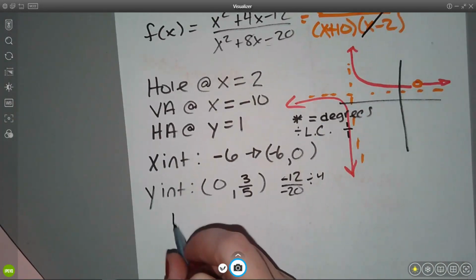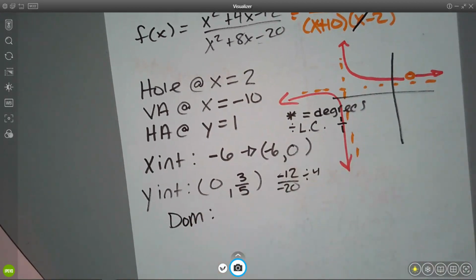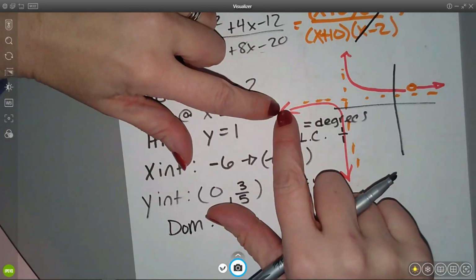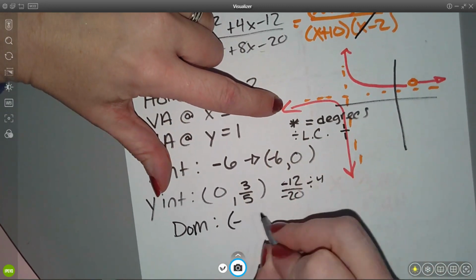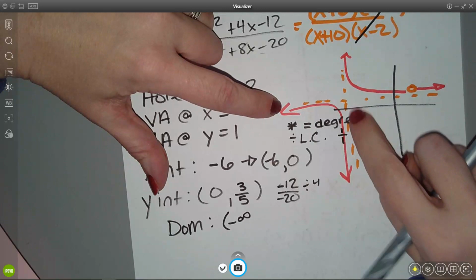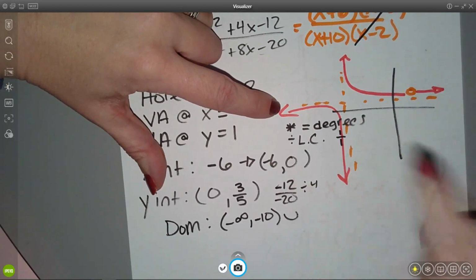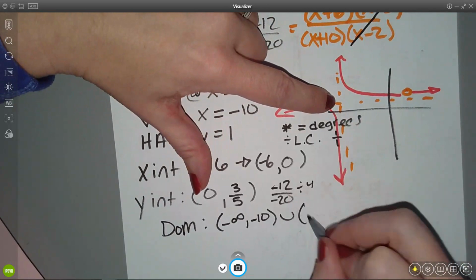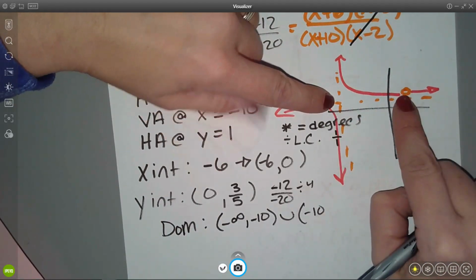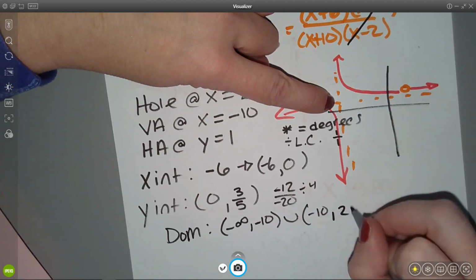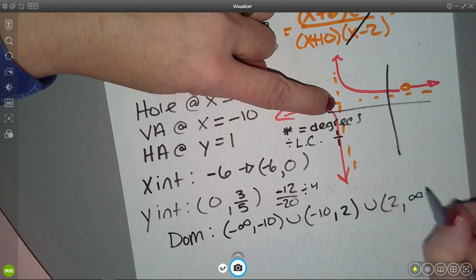When I look at my domain, now this is where things get a little spicy. The first part's easy. We go from negative infinity to what was that asymptote? Negative 10. We then go from negative 10, be careful here, we stop it at that hole. Well, we said the hole was 2, and then we're going to pick it up from 2 to positive infinity.